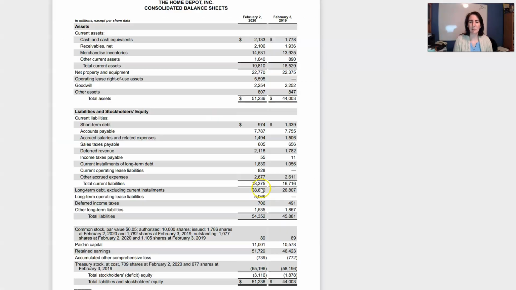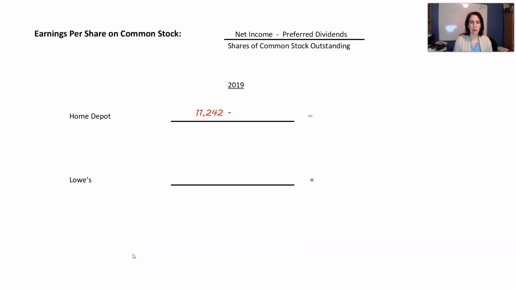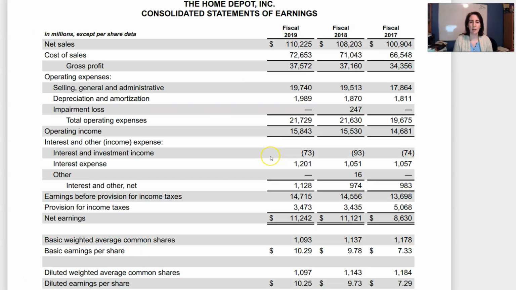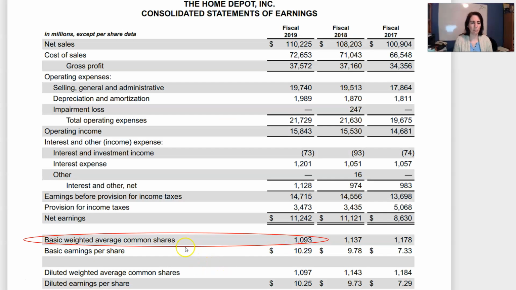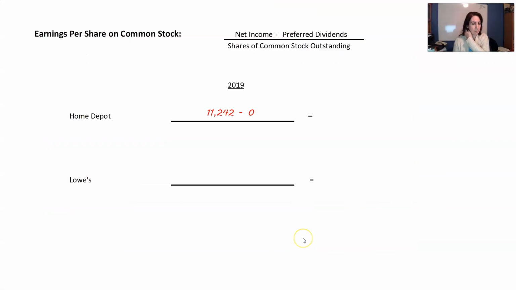But you've got 11,242 minus any preferred dividends. Not everybody has them. They do not. So 0. Divided by number of common shares outstanding. There we go. Oh, they don't even tell us how many common shares are outstanding. How do we do the calculation? Oh, they tell us, sorry. Basic weighted average common shares, 1093. So that comes out to $10.29.